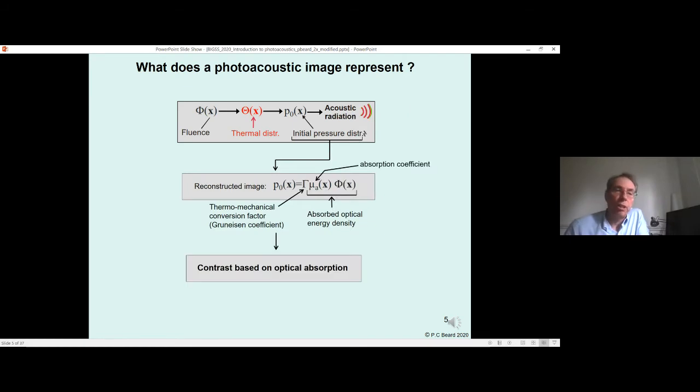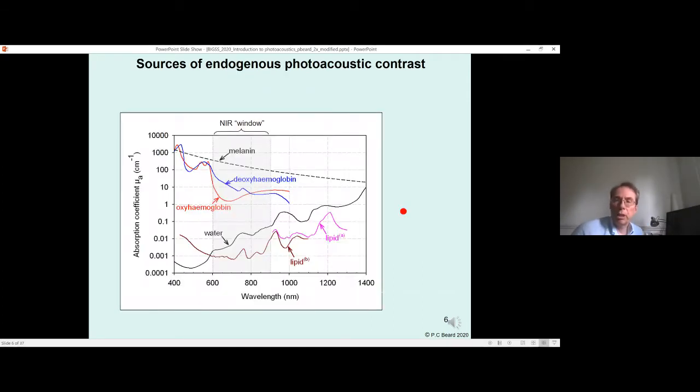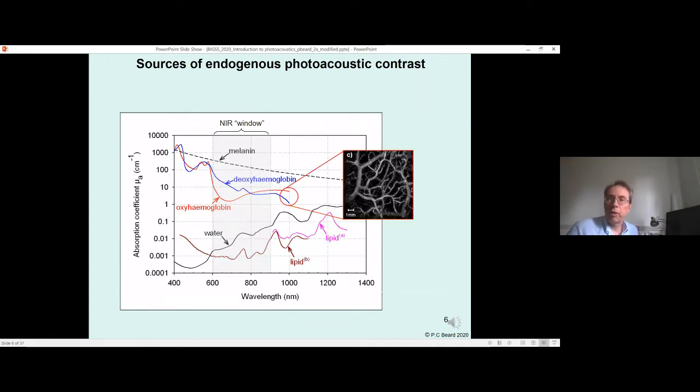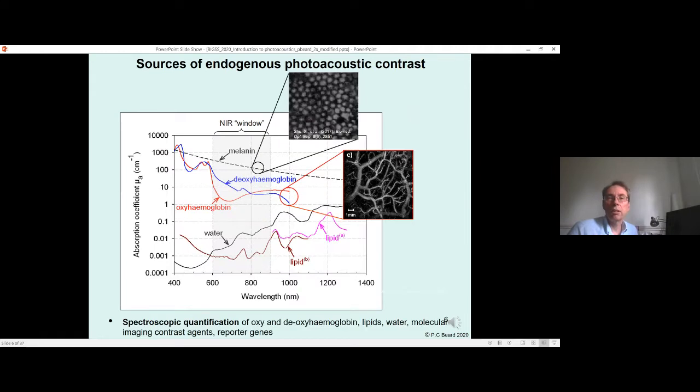So I then moved on to discussing what a photoacoustic image represents. The reconstructed image represents the absorbed energy distribution. So contrast, we say, tends to be defined by optical absorption. And that makes it suitable for imaging a range of chromophores. Oxy and deoxyhemoglobin are probably the most important. That's why photoacoustic images tend to show blood vessels. Melanin's another source of contrast. It shows the retinal pigmented epithelium in the eye. And at longer wavelengths, absorption by lipids can be exploited, for example, to image atheromatous plaques.